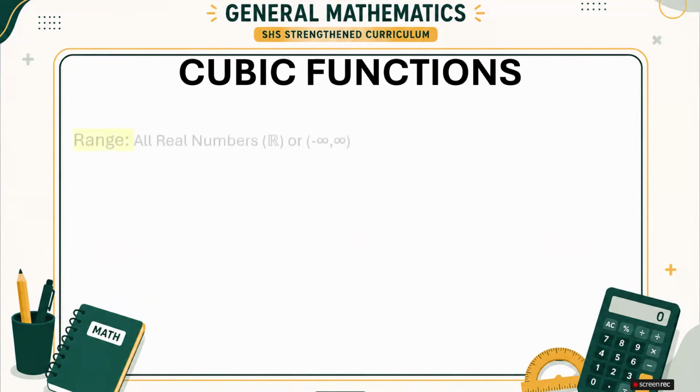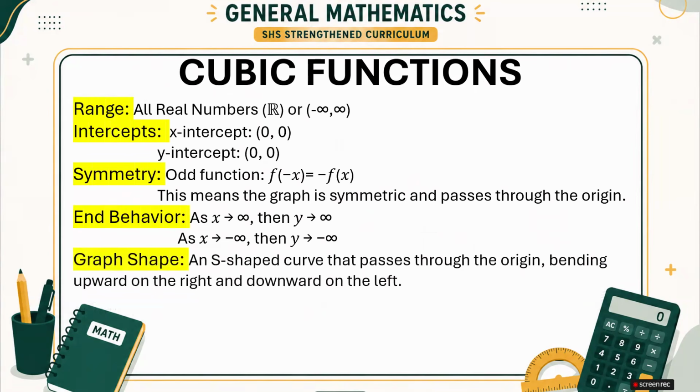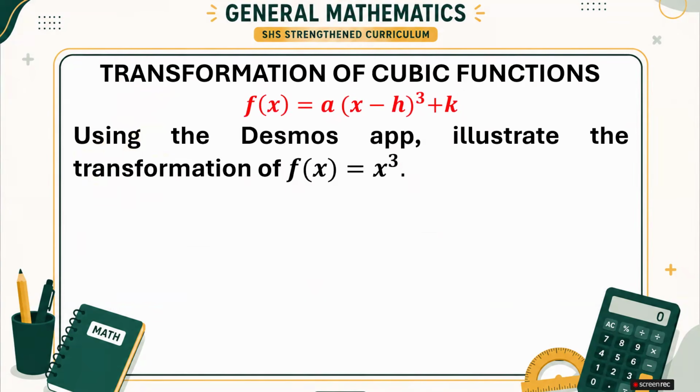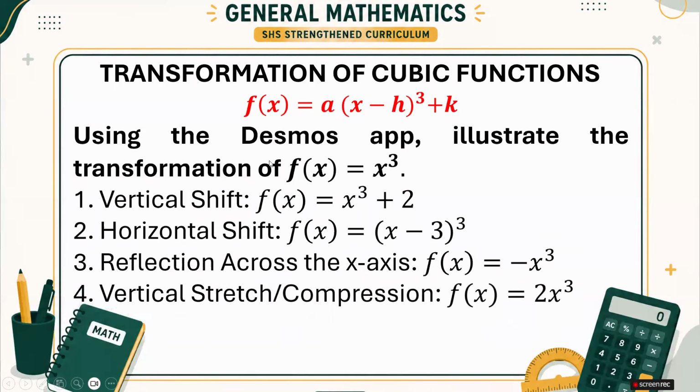I will not linger anymore on these characteristics. These are very technical. We do not have time to discuss this one. So I'll be proceeding now to the transformation because we have to focus on this one. The general transformation formula is f of x is equal to a, the quantity x minus h cubed, plus k.